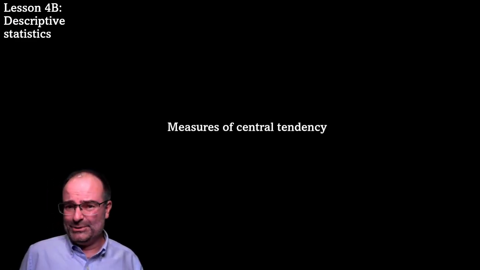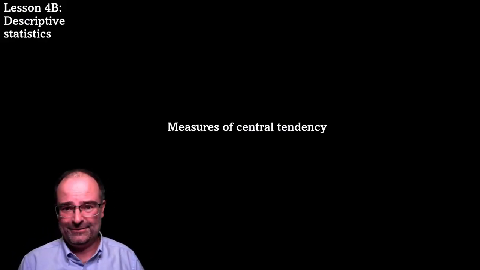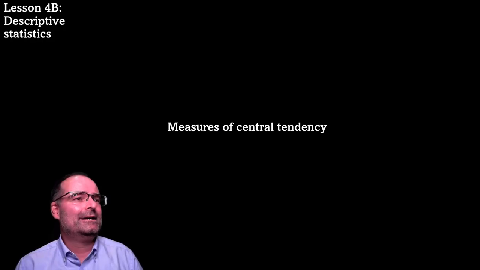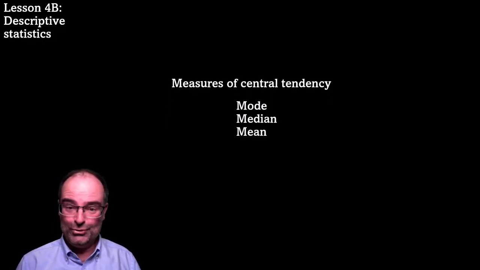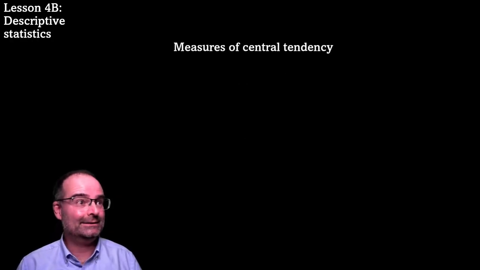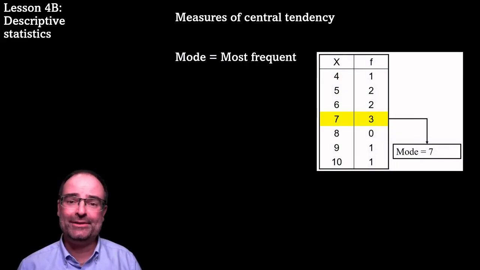So frequency distributions. I will return occasionally to frequency distributions to refresh that understanding. But I'm just going to race through some measures of central tendency. The mode, the median, and the mean. What's the mode? Simple. The mode is the most frequent score.